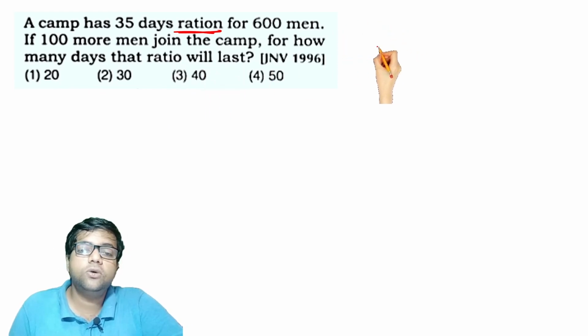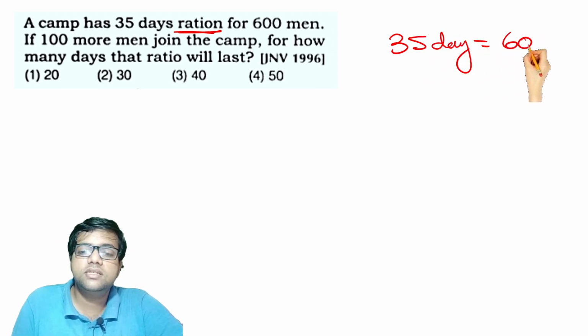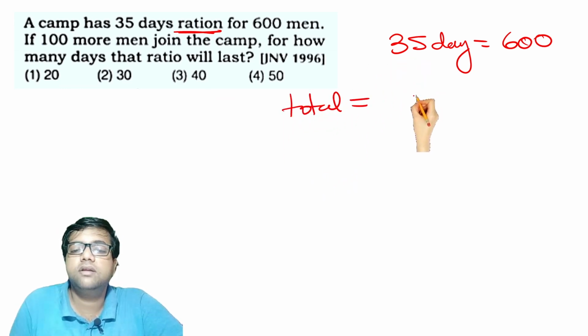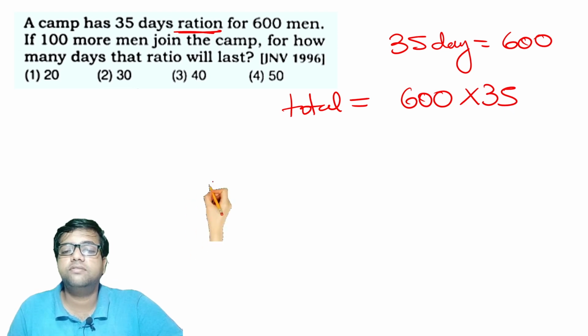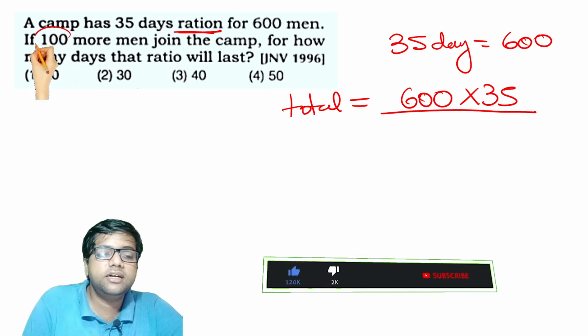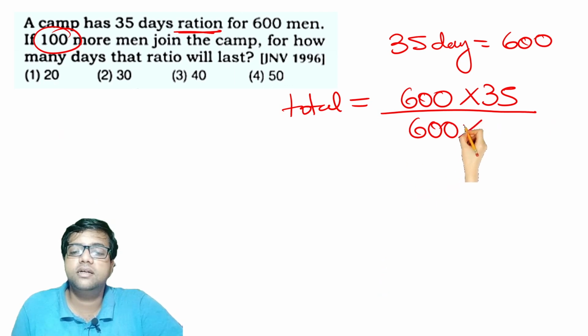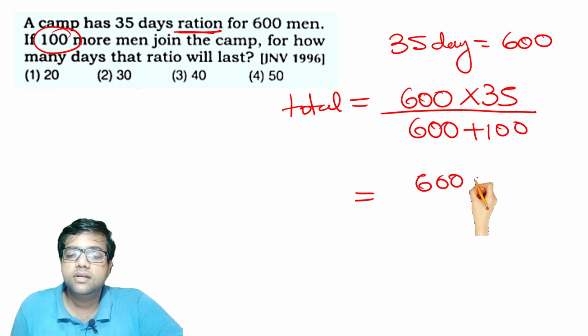Okay, so what is the total amount of ration here? Total ration available is for 600 men, and that can sustain for 35 days. And what will happen if 100 more join? Initially it was there for 600. Now you need to add 100 more, it will be available for 700 people. So 600 into 35 divided by 700.